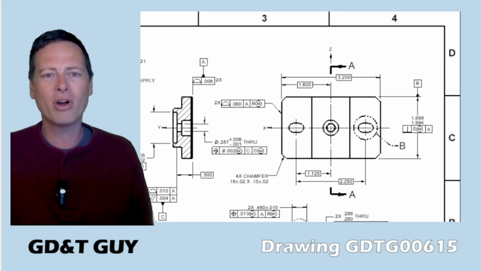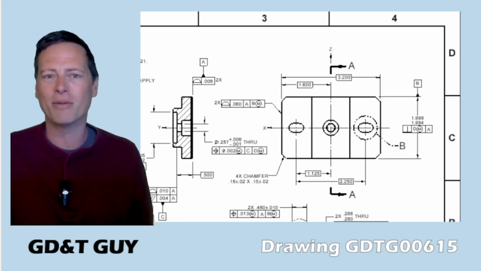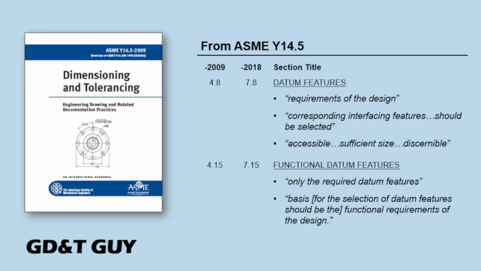And I'm getting quite a bit more confident that I can fully define this part without a tertiary datum feature here. And if there is no feature that locates the part in that 6th degree of freedom, the translation in X, I wonder if we've lost the last thing on this list, the basis on which to identify a datum feature. And if I can define the part and its requirements without a tertiary datum feature, this first bullet under functional datum features would seem to say that I ought not to use a tertiary datum reference.